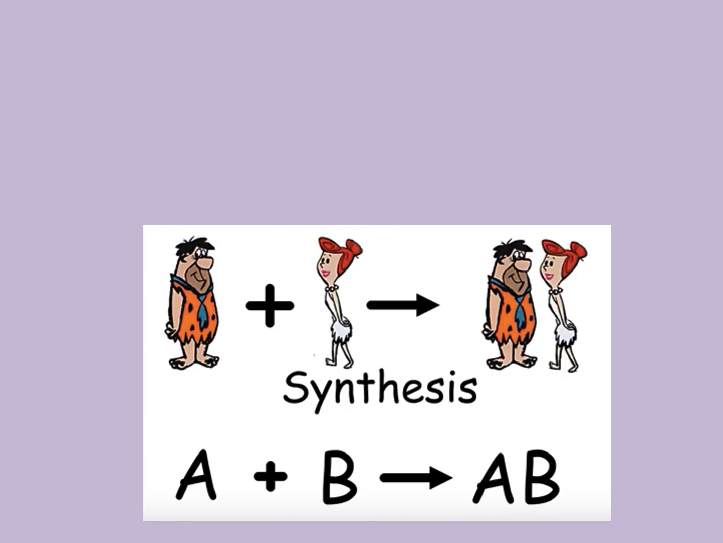So, our first type of reaction is a synthesis reaction. We can see Fred plus Wilma gives me my happily married couple. So, I add 2 separate things together in order to make one couple. Now, we use A plus B gives me AB. So this could be an element plus a compound to give me one compound, or an element plus an element to give me one compound. It really depends on the reaction.